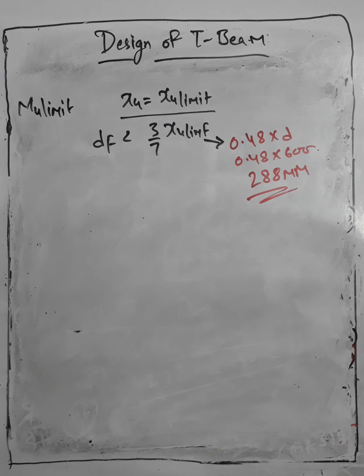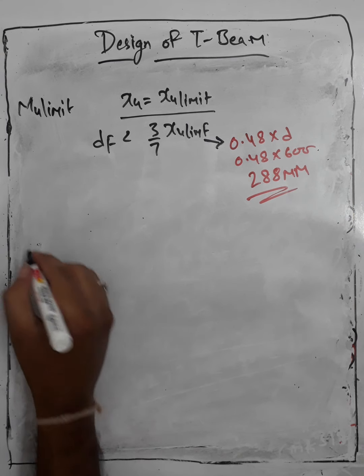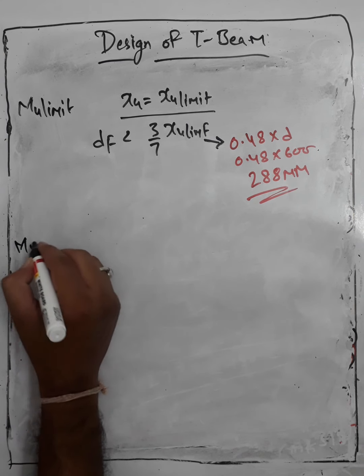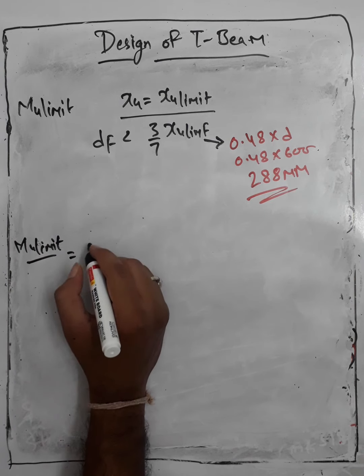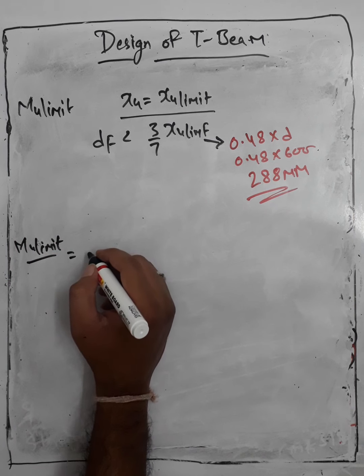We use the same formula as for MR2, but here we use XU limit instead of XU.